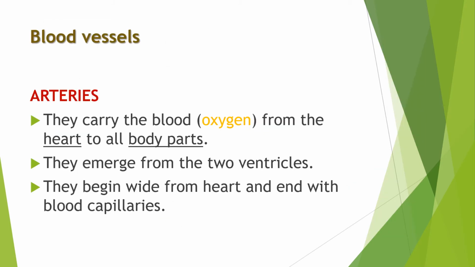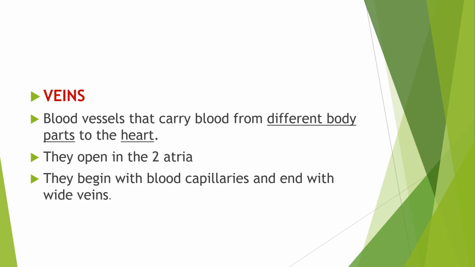So the arteries carry the blood with oxygen from the heart to all body parts. They emerge, or come out, from the two ventricles. They begin wide from the heart and end as capillaries inside the cell. The veins carry blood from different body parts back to the heart. They open in the two atria. They begin with blood capillaries, which are small, and end as wide veins, which are larger.